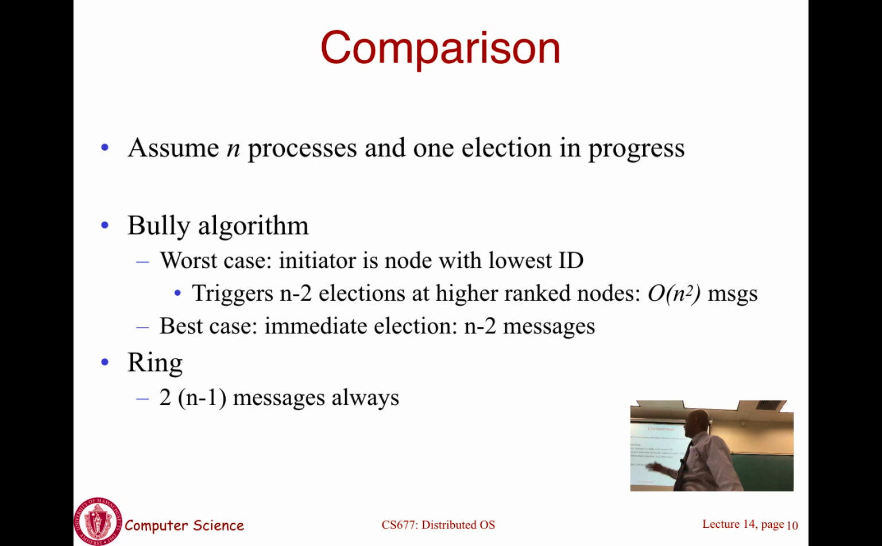So we'll just do a very quick comparison. For the bully algorithm, the worst case is when the initiator of the algorithm is the node with the lowest ID. It triggers n minus 2 elections, which is order n squared messages. The best case is essentially when the node with the highest ID starts an election and declares itself the leader. There are only n minus 1, n minus 2 messages just announcing the result. So you will be somewhere in between.